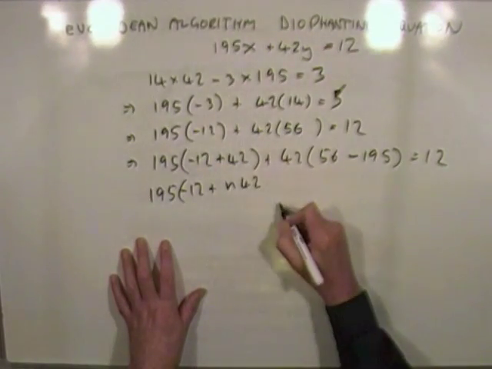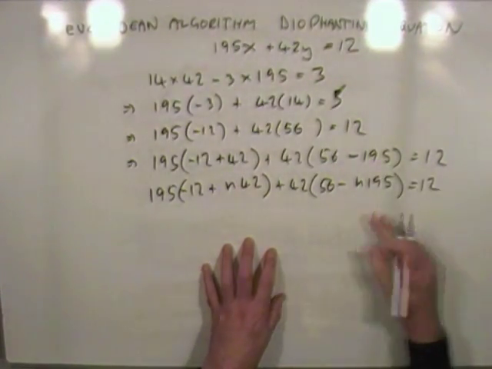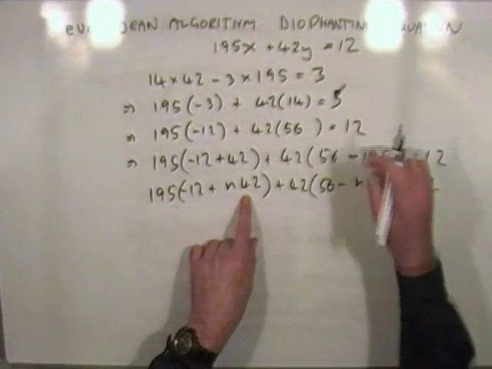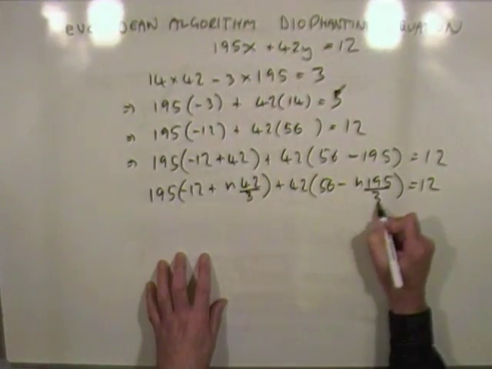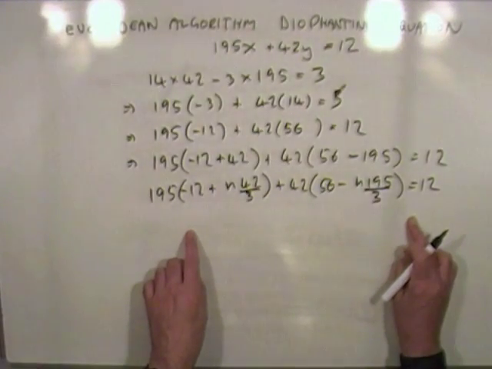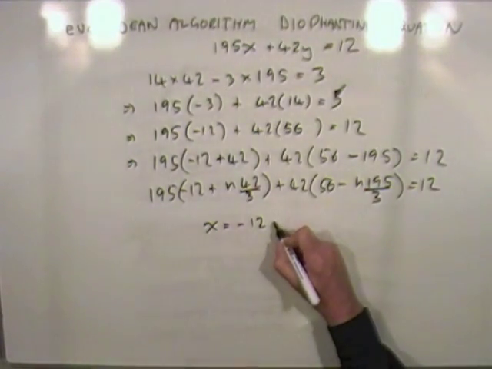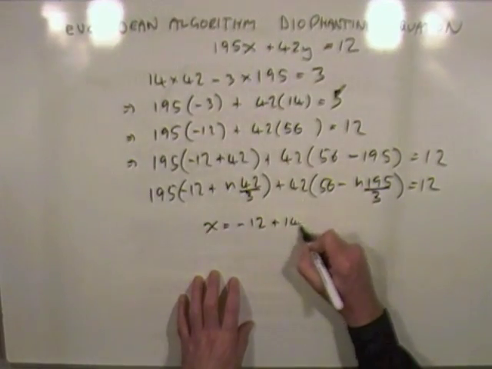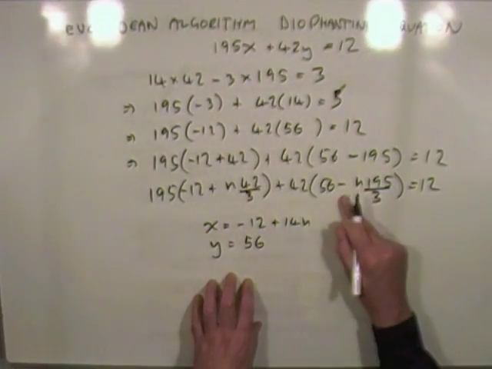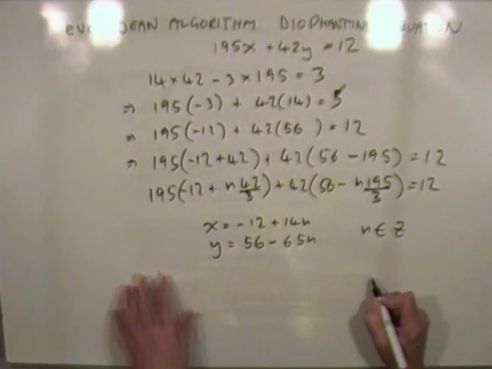So I could rewrite that as n times 42 plus 42 times 56 minus n times 195 equals 12, where n is an integer. More than that, because the greatest divisor of the two numbers was 3, you can divide both of them by 3 to get smaller increments that would still be true, and that would be the general solution then. The general solution to that Diophantine equation would be x equals negative 12 plus 3 into 42 goes 14n, y equals 56 minus 3 into 195, 65n, where n is an integer.